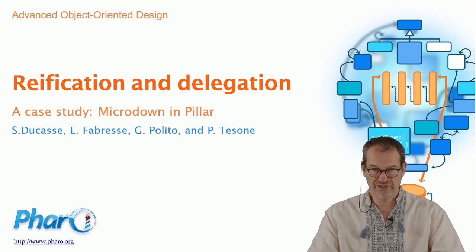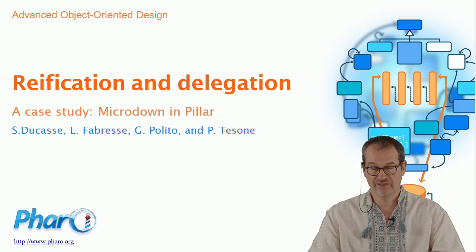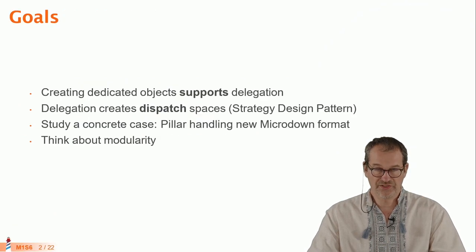We will show you step by step what we did so that we could get Microdown, which is a markup language, into the Pillar compilation chain. The goal here is to show you with a concrete case how having a specific or dedicated object can support delegation, and that delegation creates dispatch space. This means that suddenly I avoid conditionals and just send a message to the right object. You will see that again in the strategy design pattern later in the MOOC.